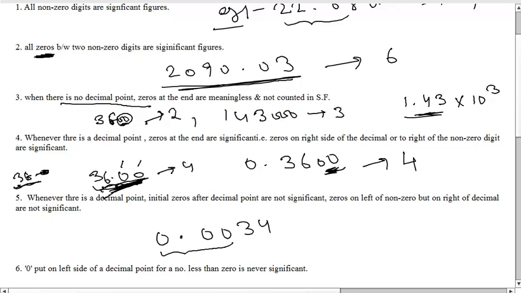So whenever there is a decimal point, initial zeros after the decimal point are not significant. Mind it, in the earlier case the zeros were at the end and they were significant, while in this case initial zeros after the decimal point are not significant. That is, zeros on the left hand side of the non-zero but on the right hand side of the decimal are non-significant. So in this case our significant digits will be, sorry, not 3, 2. Significant digits will be 2. Done. These are various rules. Okay.